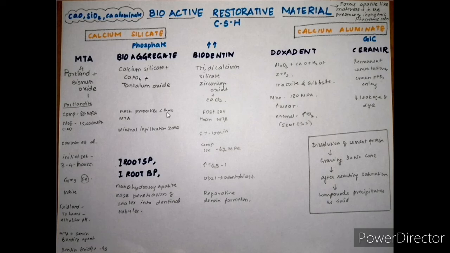The setting reaction of all these bioactive restorative materials is usually common. First, dissolution of the cement grain. And what happens when the cement grain is dissolved? Then the ionic concentration will increase. Then saturation will occur, and finally the precipitate will form.